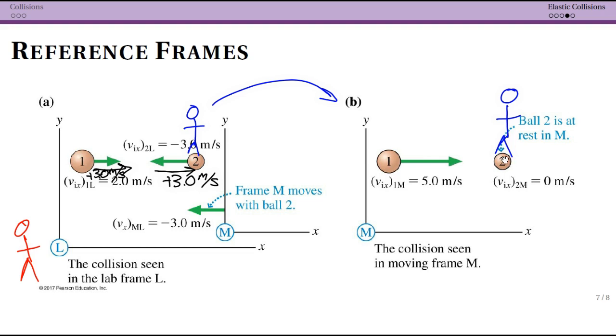Now you can plug the values into the equation. But be careful, after you plug these values into the equation and you get your final velocities, you then need to shift it back to the lab reference frame. If you were asked about the scenario in the lab reference frame, you actually need to provide your answers in that reference frame. So do be careful about that.